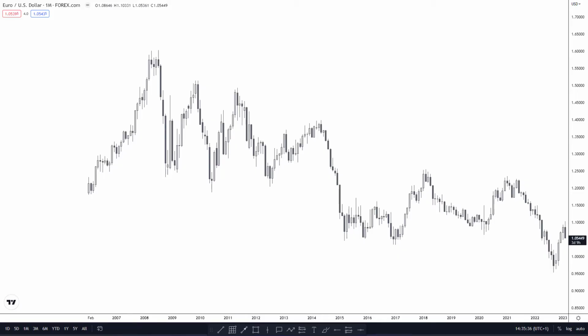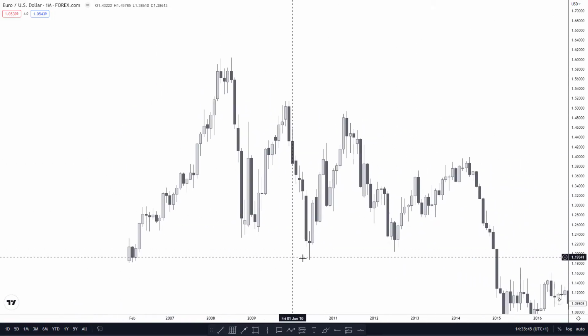Now the problem a lot of people have is when it comes to the actual charts with candles on it, they don't know how to define highs and lows in any way. And there are multiple theories on this.